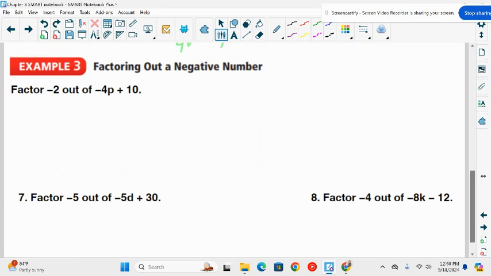Example 3, we're factoring out a negative number. So in our expression, negative 4p plus 10, what do they want us to factor out? What do they tell us? Negative 2. So you've got to be careful with your negatives here and pay attention to your signs. I will make sure I use my calculator.